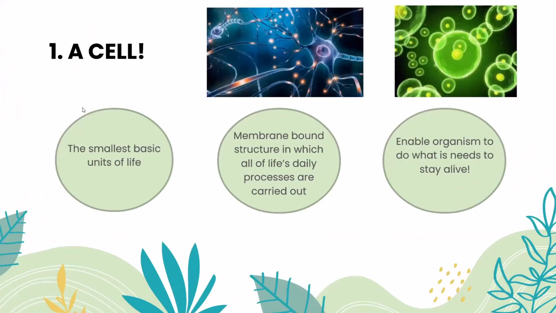So the first thing is a cell. This is the smallest basic unit of life, and a cell has many organelles within it, which classify which type of tissue it belongs to. So we will be going over a cell maybe after class or next class.